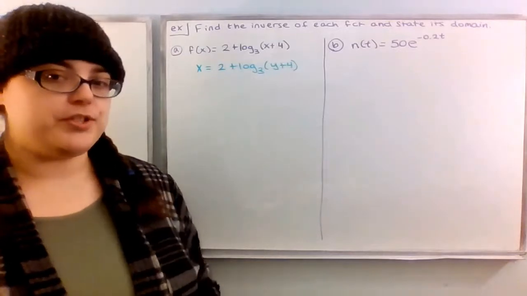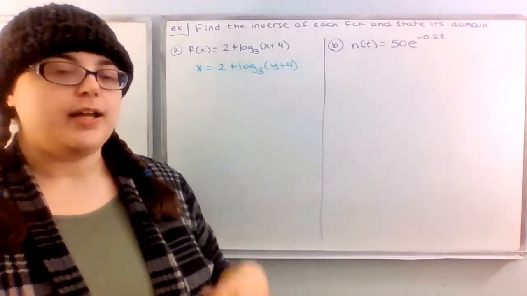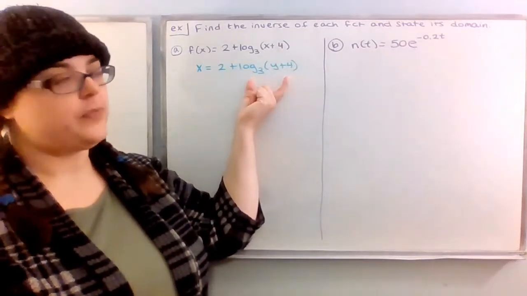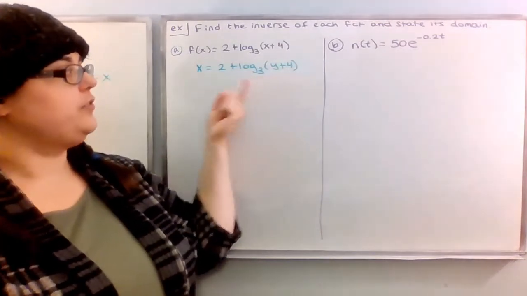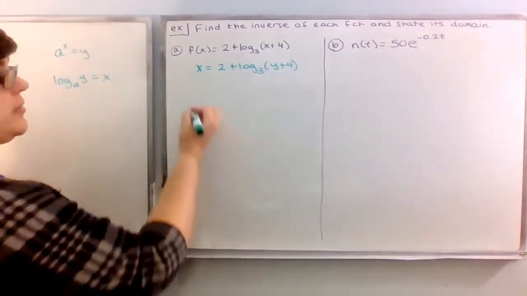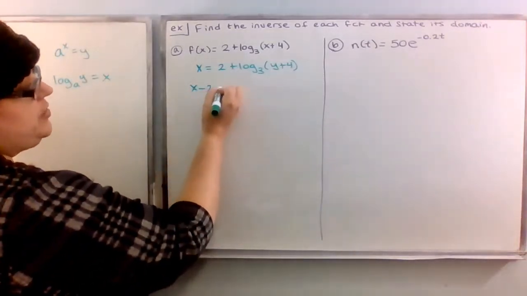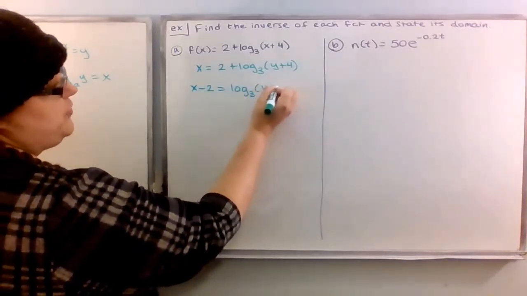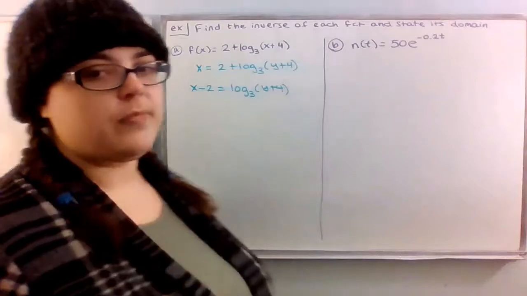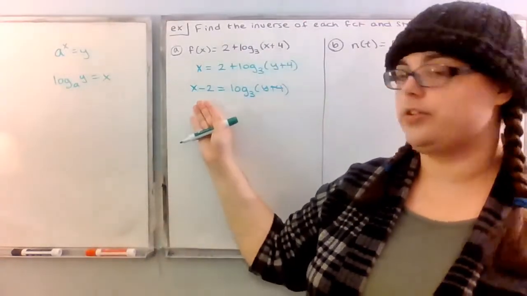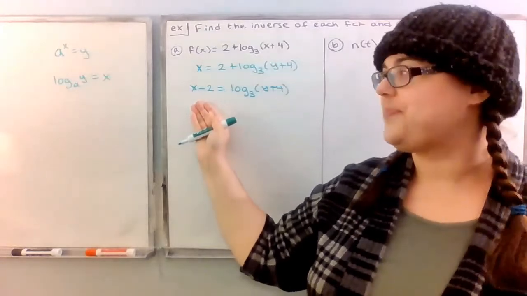So the first thing we're going to do when we're trying to solve for y here is I want to get the logarithm, in this case, by itself. So to get the logarithm by itself, that means I need to move this 2. So I'm just going to subtract 2 from both sides. This will give me x minus 2 is equal to log base 3 of y plus 4. Now I have a logarithm all by itself, and it's equal to this other thing.